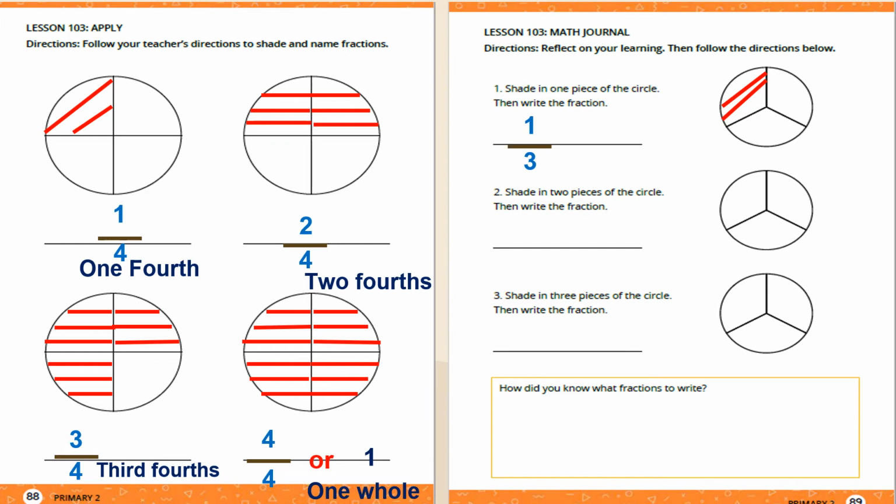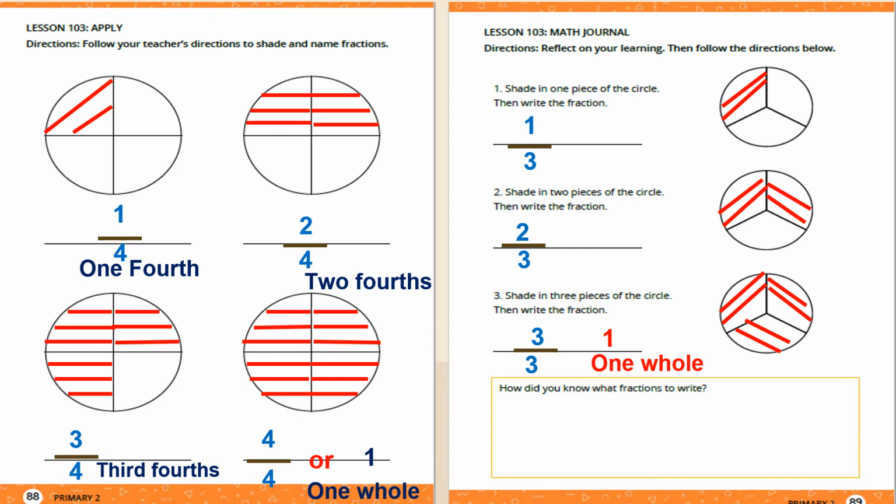Okay, here I will shade 2 pieces of the circle. Then I will write the fraction. So I will shade like this. Then the fraction will be 2/3. The last one, it says to shade the 3 parts. Like this. So it will be 3/3. It means 1 whole.